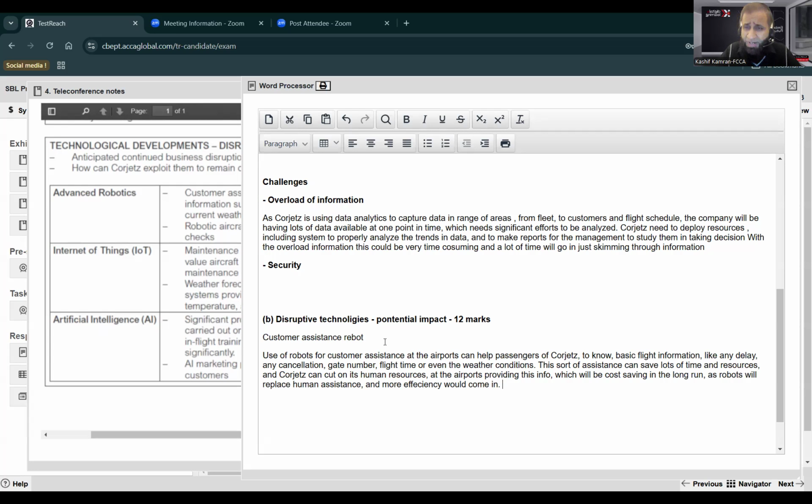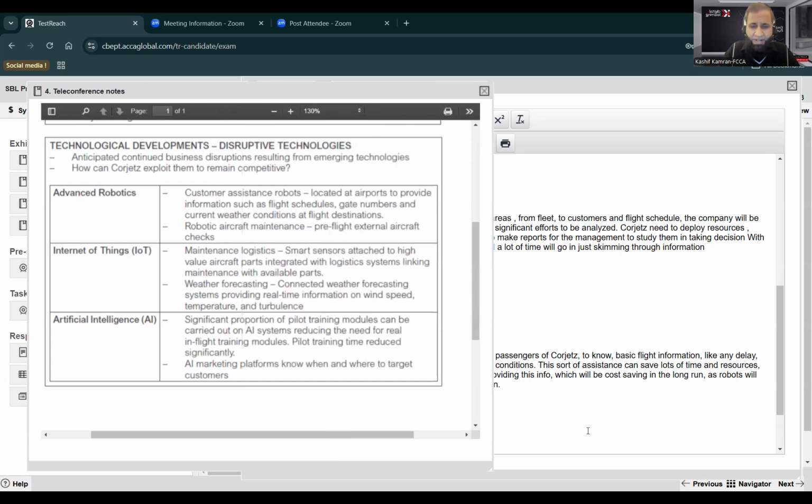So customer assistance robots can be useful because they can save time and resources, and CodeJets can cut on the human resources. So by cutting on the human resources, they can save a lot of cost, and they can improve their profitability, so on and so forth. So that's one. Number two, robotics, aircraft maintenance, pre-flight external aircraft check.